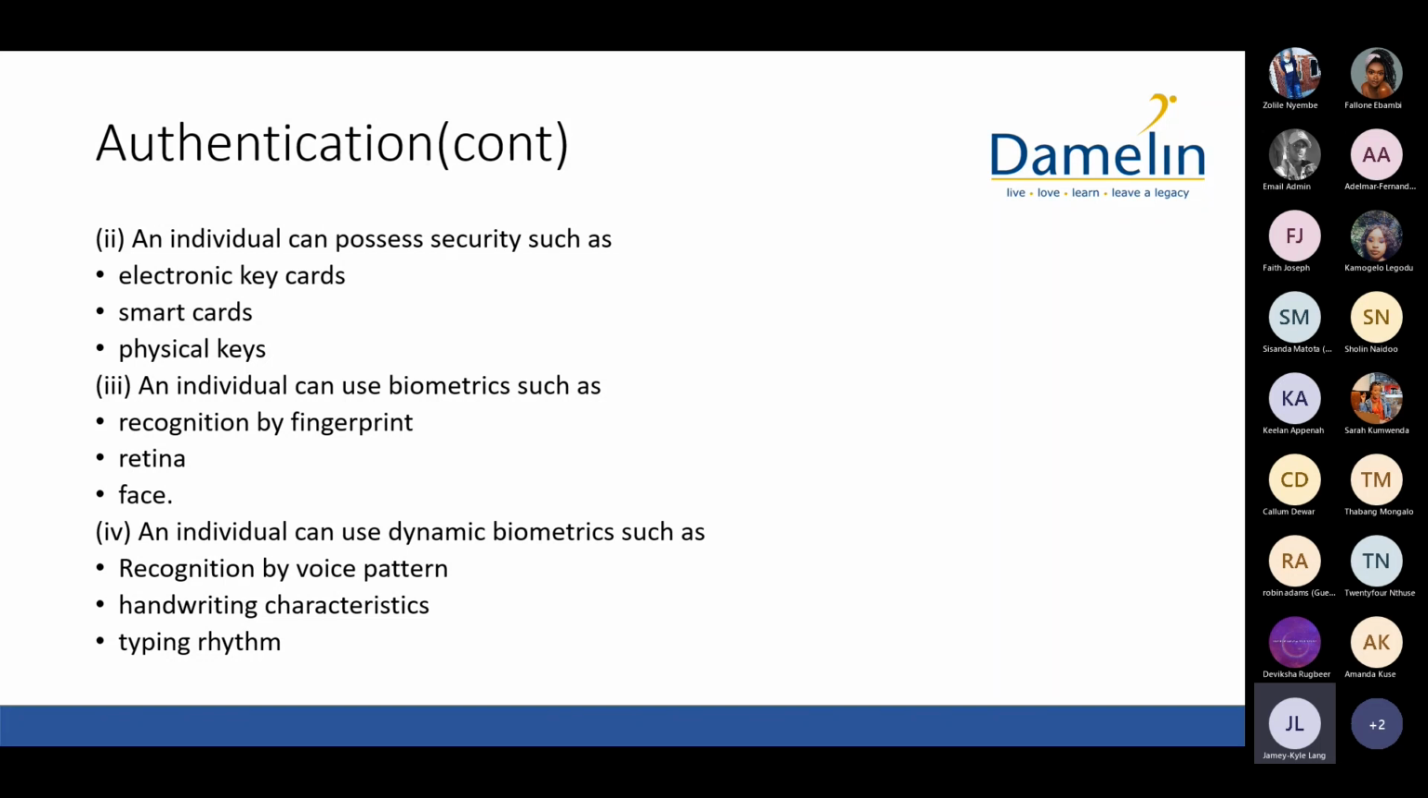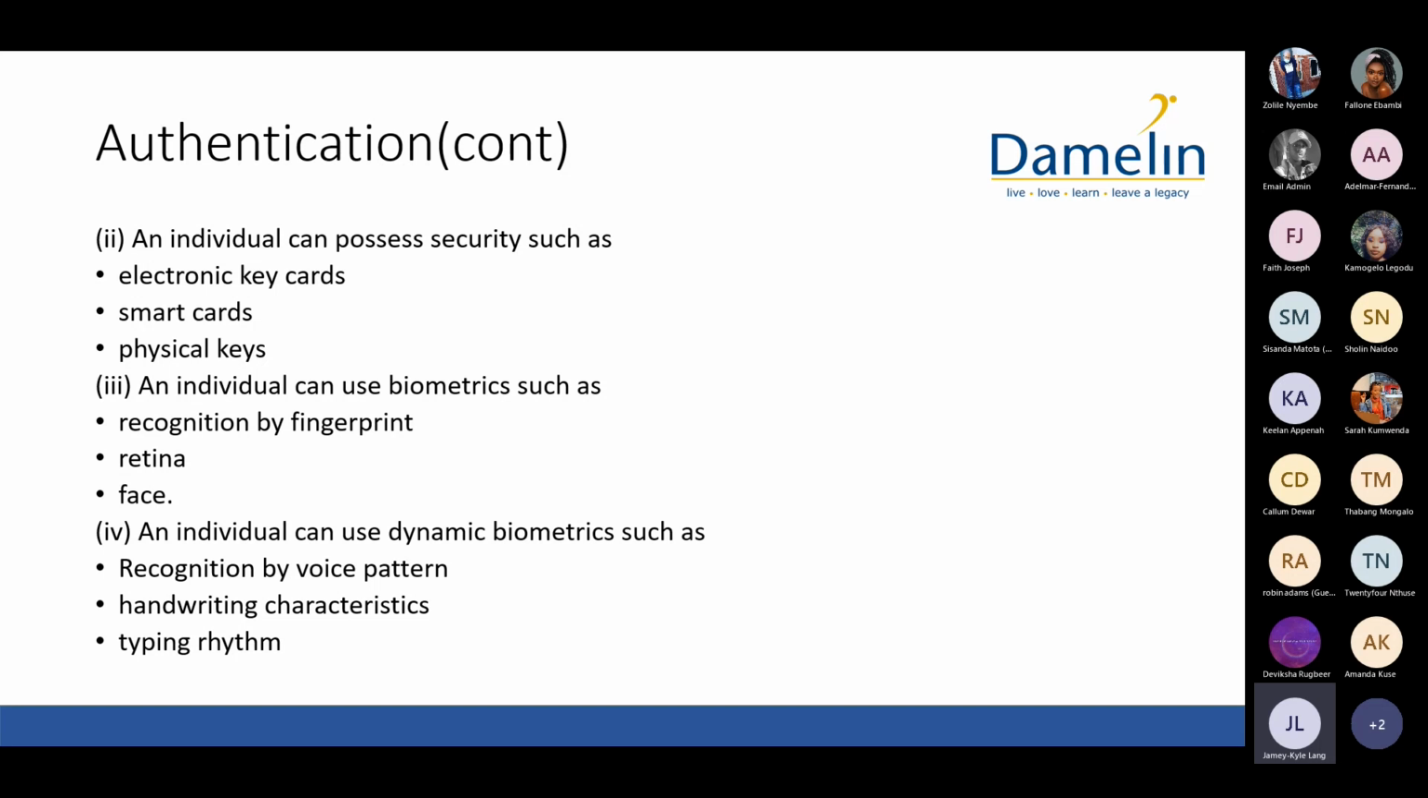So an individual can possess a security item such as electronic key cards, smart cards, and physical keys. So apart from actually putting in passwords and usernames, there are also things like electronic key cards, smart cards, and physical keys to rooms, okay? And this could be seen as more of a physical security, okay? There's no use in putting all of these security layers on the operating system if you're not going to protect the physical environment in which they are.